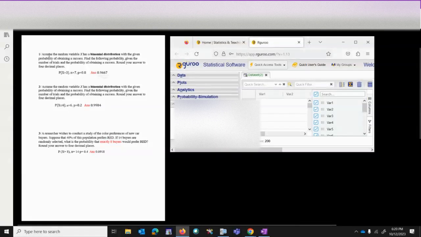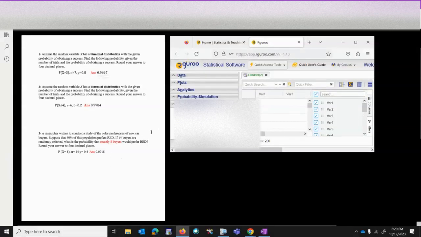Assume the random variable x has the binomial distribution. These problems are binomial distribution problems. With the given probability of obtaining a success, find the following probability given the number of trials and the probability of obtaining a success. Round your answer to 4 decimal places. So in our case, we want P(x greater than 3), and n is 7, which means the number of trials is 7, and the probability is 0.8.